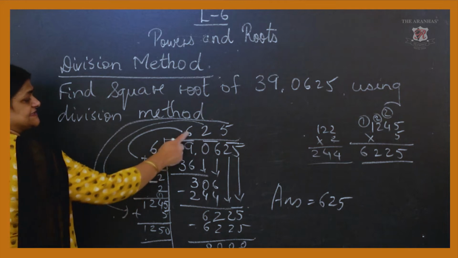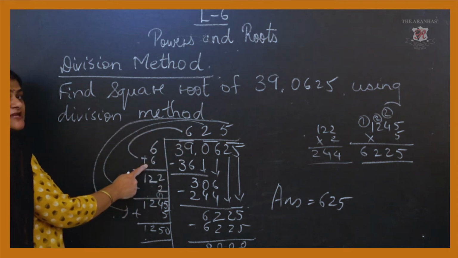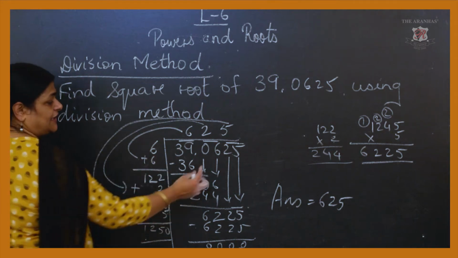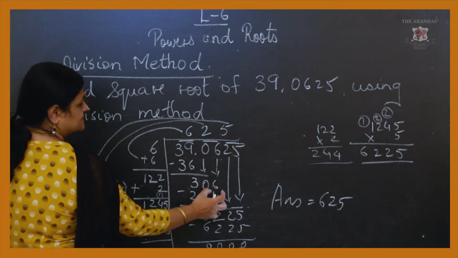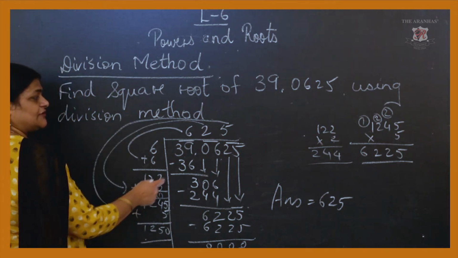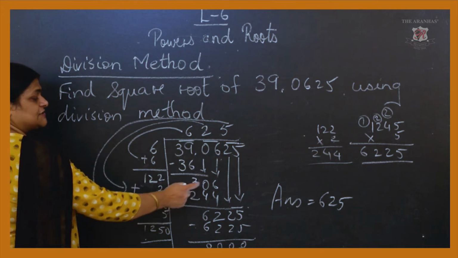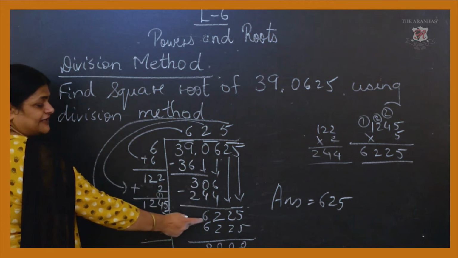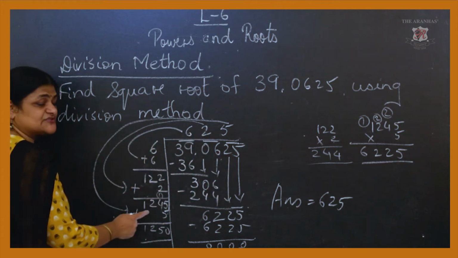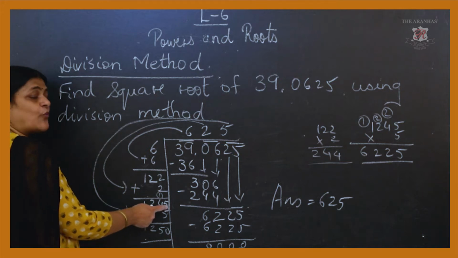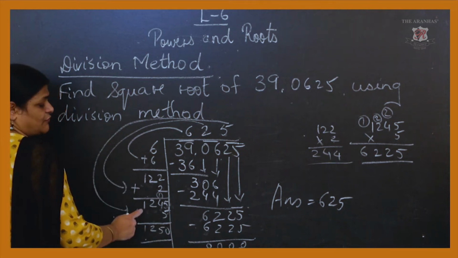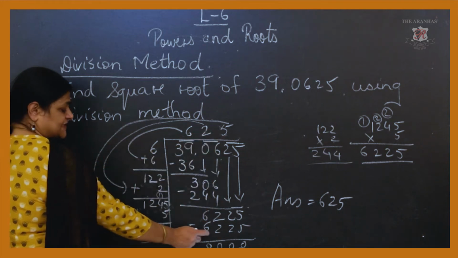So here 6 6s are 36. This 6 you are bringing it down over here. 6 plus 6, 12. Here, so 39 minus 36 will give you 3. Then you are taking these two, that is 06 over here. Then you are multiplying 122 into 2 will give you 244. So 306 minus 244 will give you 62. Then this 2, again you're bringing it over here and you're adding, that is 124. Then again you're taking one number which you're multiplying by the same number, so 1245 into 5 will give you 6225.